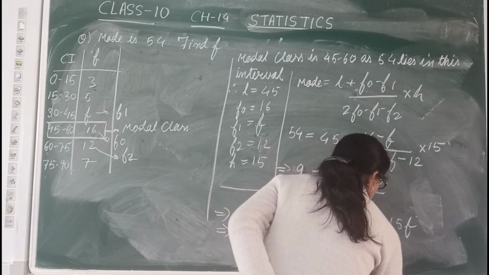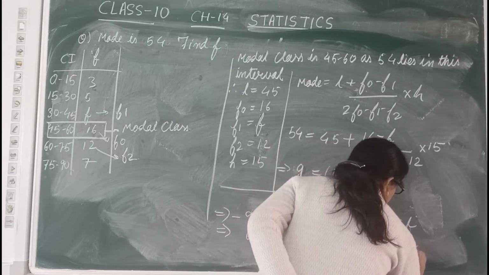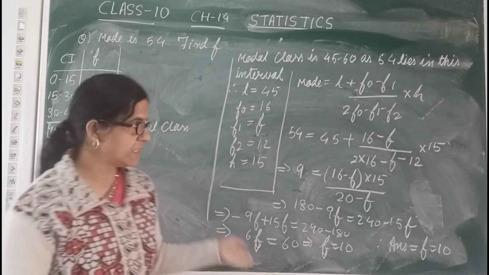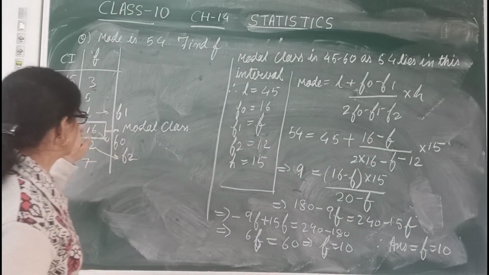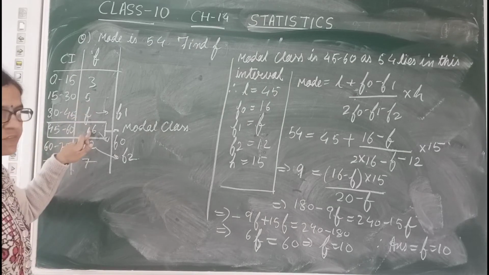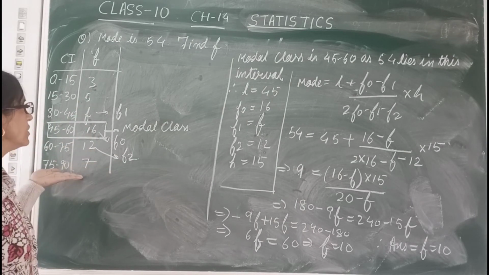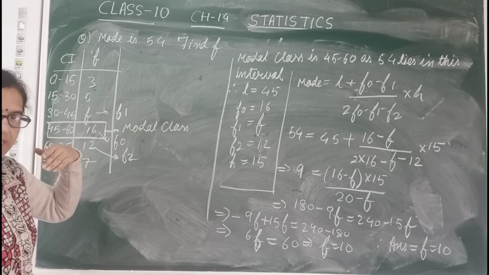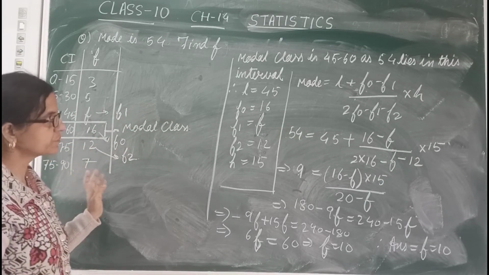Therefore, answer: f equals 10. So it's easy. And over here, in place of one missing frequency, if two missing frequencies are given, then the sum of all the frequencies will be given, and also the modal value. I mean the mode will be given.